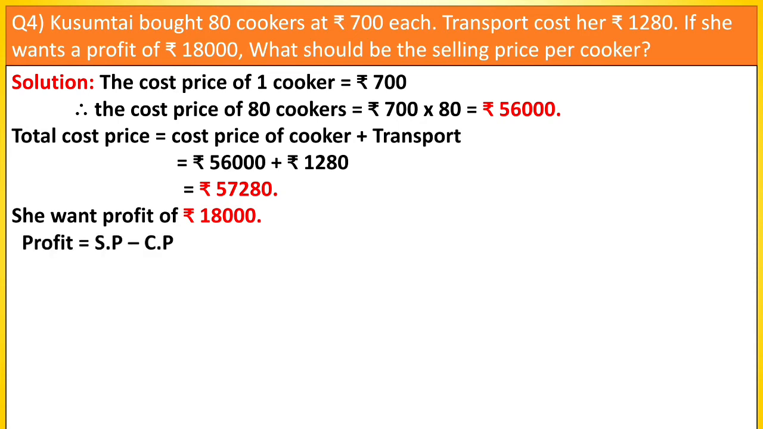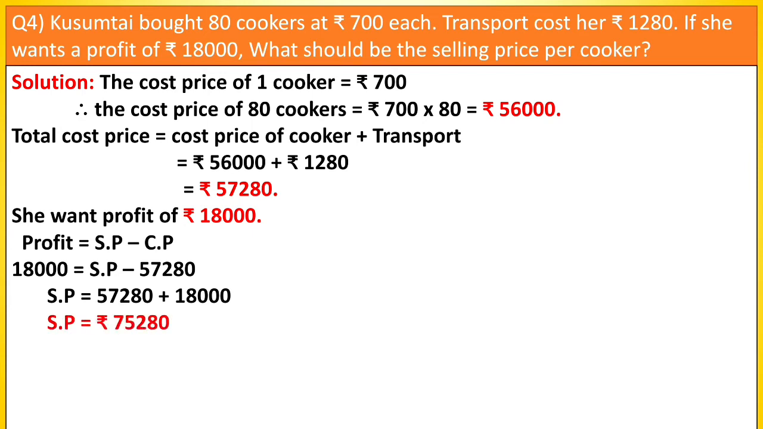Profit equals SP minus CP. The profit is given, 18,000, equals SP, which we don't have, minus CP. CP means cost price, we have 57,280. Now 57,280 will go to the left side and become plus. It means selling price equals 57,280 plus 18,000. So our selling price is how much, students? 75,280.